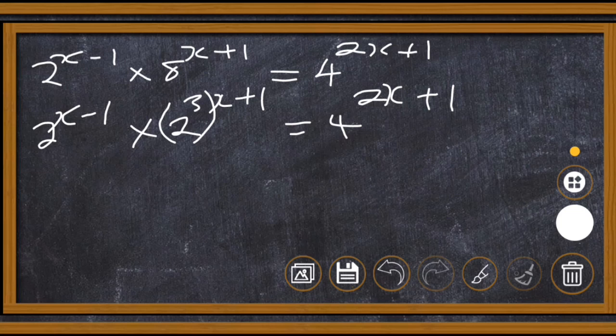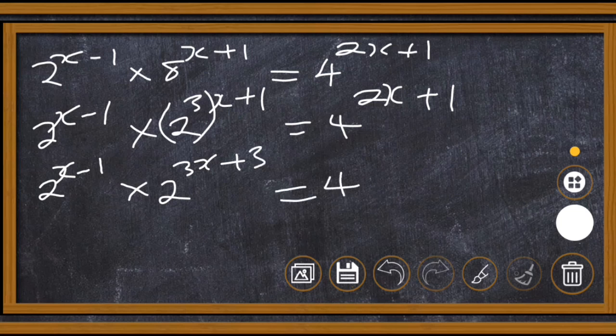So in this case then, since we have this, we can simply multiply this 3 throughout in here. Okay, so let's see what we're going to have. So in this case then, we are going to have 2 power x minus 1 multiplied by 2, and this 3 multiplied by x here, we are going to have 3x, plus this 3 multiplied by 1 here, we are going to have 3. Then this equals 4 power 2x plus 1.